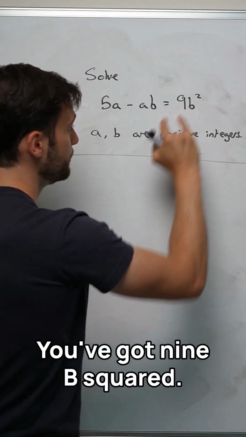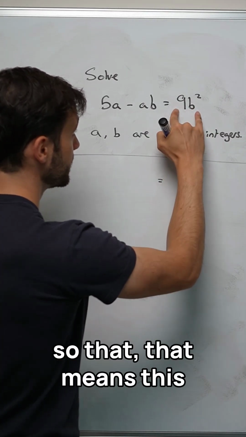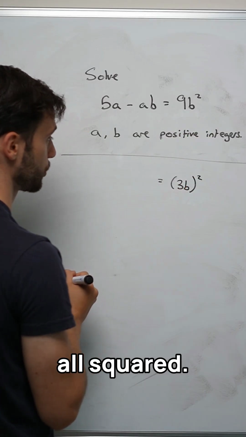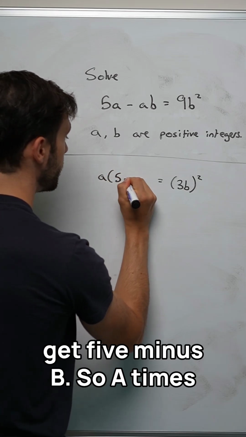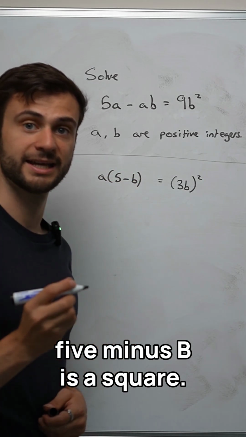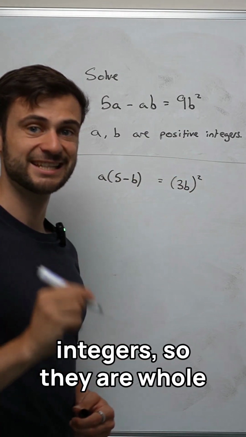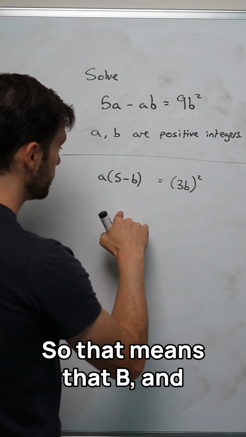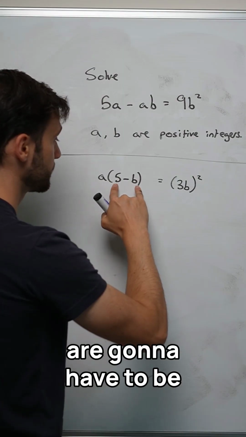You've got 9b squared. Well, b squared is positive, so that means this is a square. So you've got 3b all squared. And on the left-hand side, we can factor out an a and get 5 minus b. So a times 5 minus b is a square. Now, we're also told that a and b are both positive integers, so they are whole numbers. And since this side has to be positive, both of these factors are going to have to be positive as well.